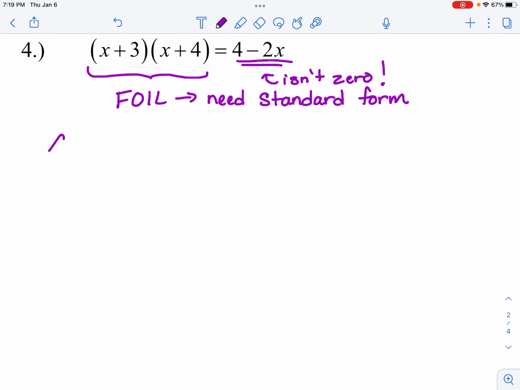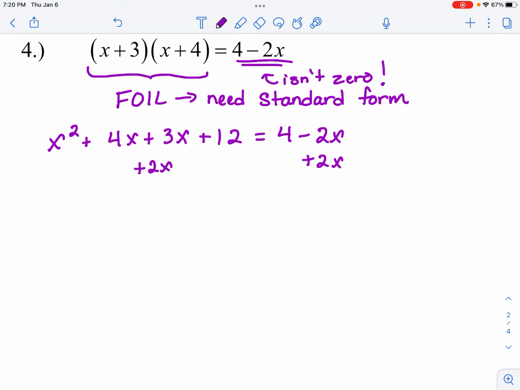All right, so I'm going to FOIL that out. I'm going to get x squared plus 4x plus 3x plus 12 is equal to 4 minus 2x. I'm going to move some things around, so I'm going to add the 2x over. I'm also going to subtract over the 4, and we're going to get a sense of what this looks like in standard form. So I've got x squared, let's see, 2, 3, and 4, that is 9x. And then 12 minus 4 is 8.